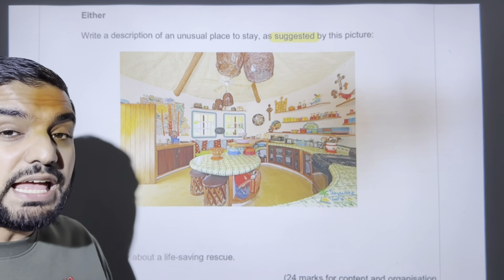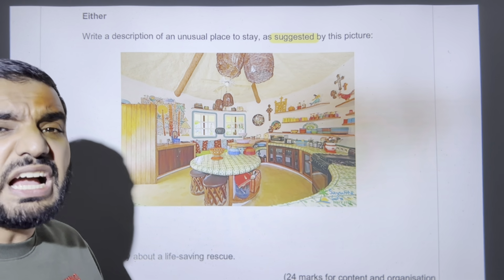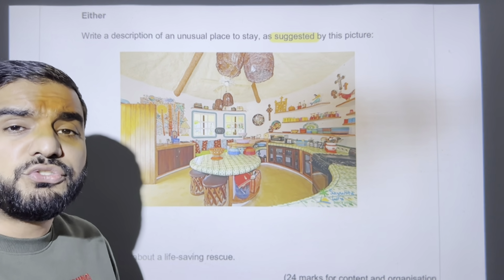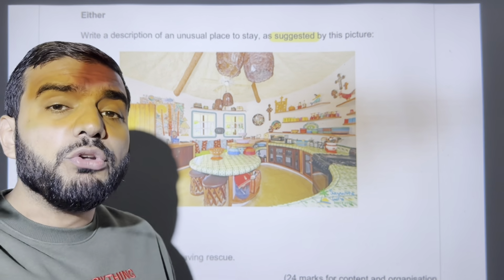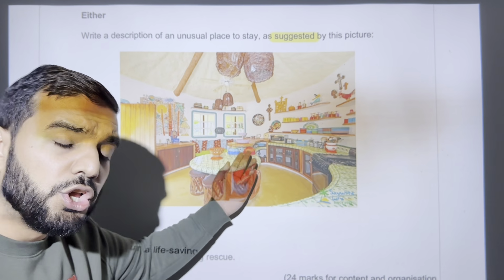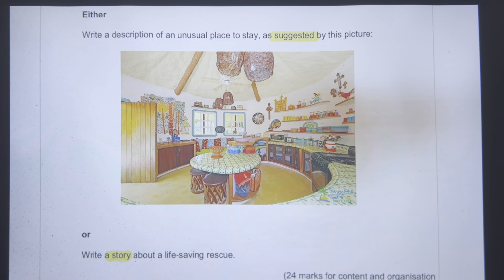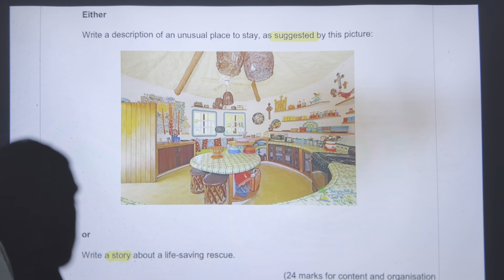It doesn't really ever say describe the picture. It asks you to use the picture as a source of motivation, as a source of inspiration, and then you can pull from this an idea that you then use for your writing. Or you write a story. In this question, guys, it was write a story about a life-saving rescue.